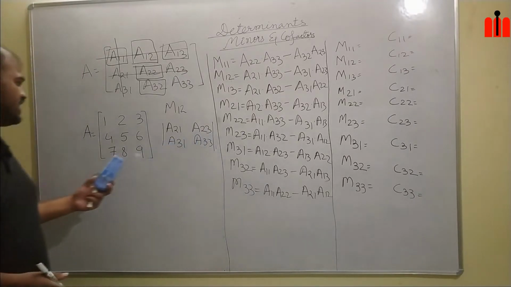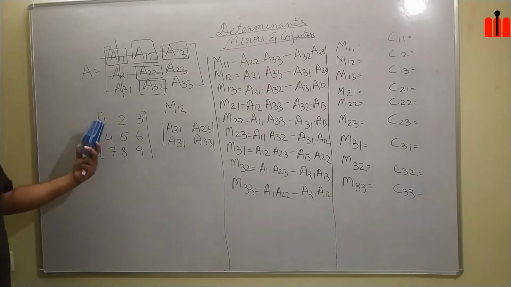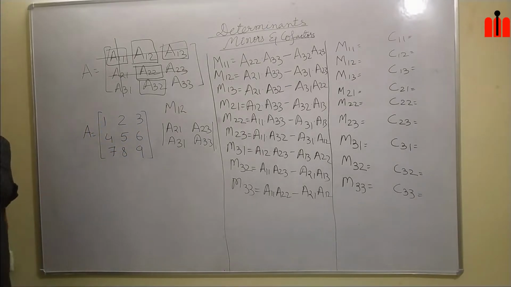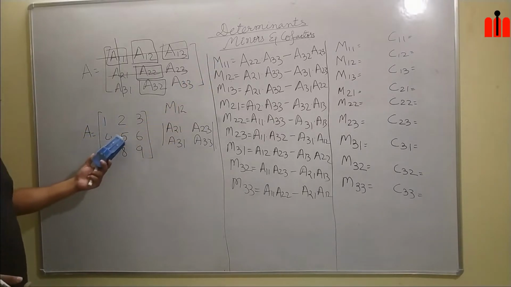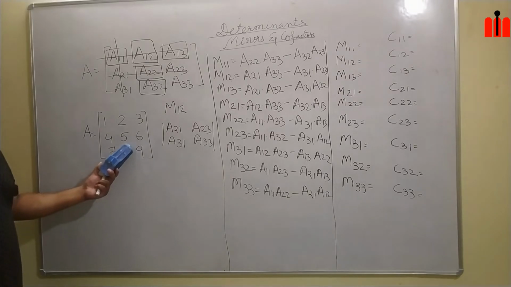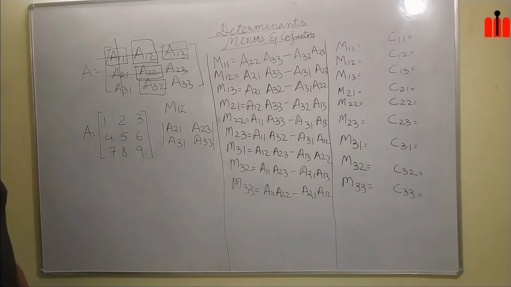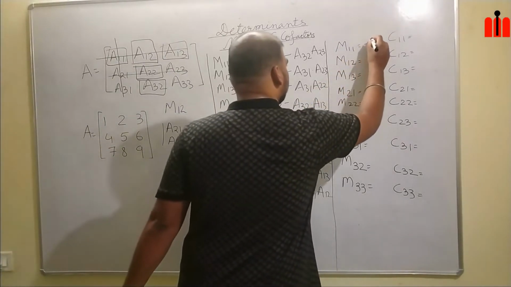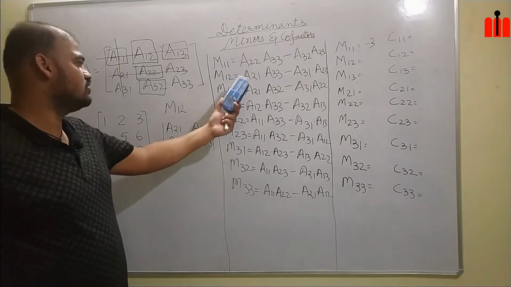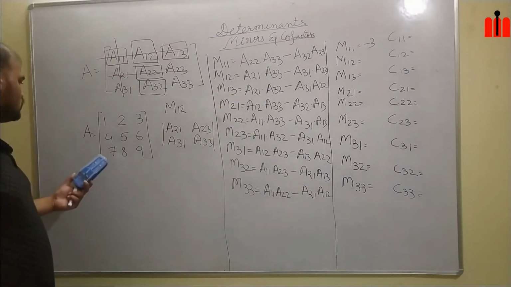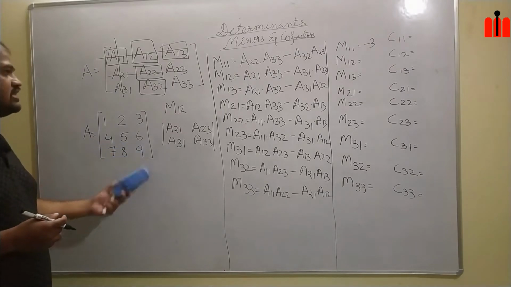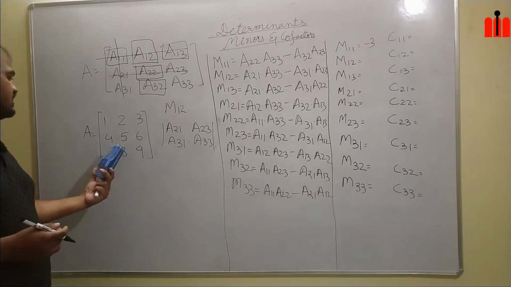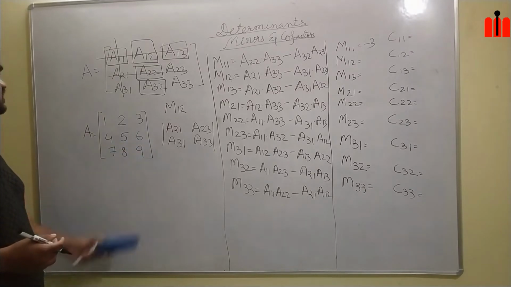Now, let's take the example of this 3 by 3 matrix: 1, 2, 3, 4, 5, 6, 7, 8 and 9. And we will find what will be our M11. So, M11 will be 5 into 9, 45, minus 8 into 6, 48. So, 45 minus 48 is minus 3. So, my M11 will be minus 3. What will be my M12? A21 into A33. A21 is 4 and A33 is 9. So, 4 9s are 36, and A31 and A23, which is 7 and 6.